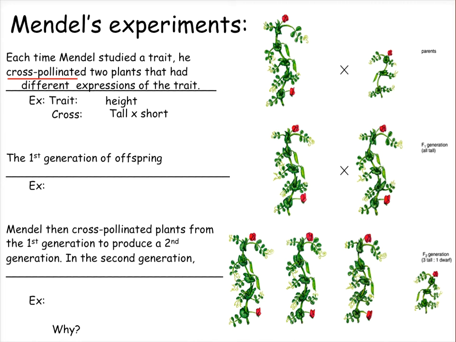Whenever he did this, he would get a first generation of offspring that all looked like one of the two parents. So, for example, even though only one parent here is tall, all of the offspring in the second generation are tall. So we see that here. Here's our second generation. They're all tall. Even though they have a short parent, none of them came out short.